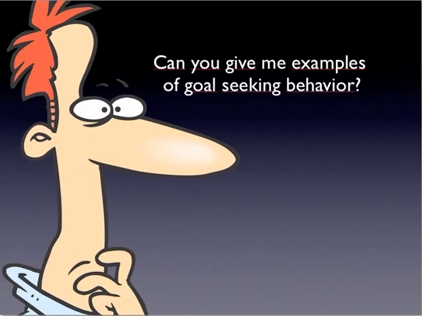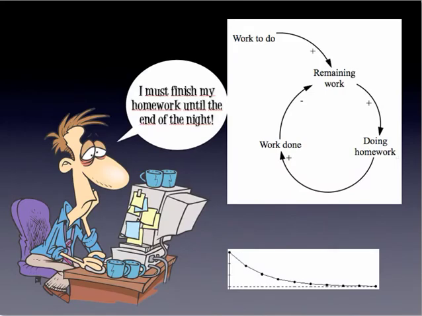Can you give me more examples of goal-seeking behavior? Yes. If you work overnight to finish the homework, you have an amount of work to do and you have the current work done. The remaining work is the difference of both variables. More remaining work, more doing work, more work done. You are going to finish the total amount of work to do.